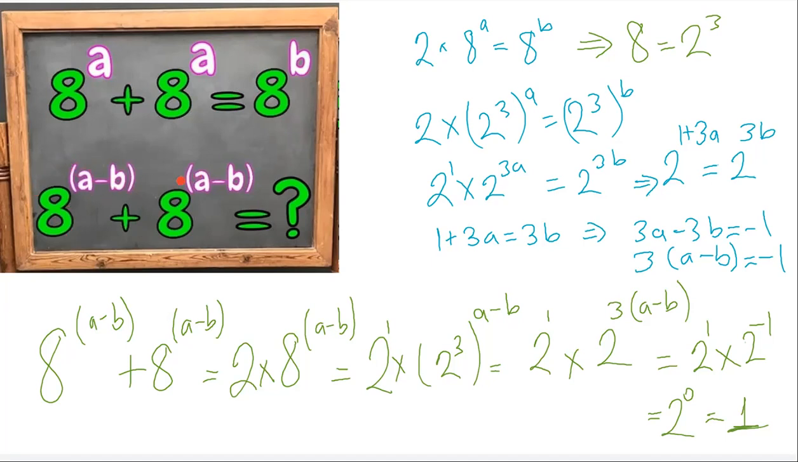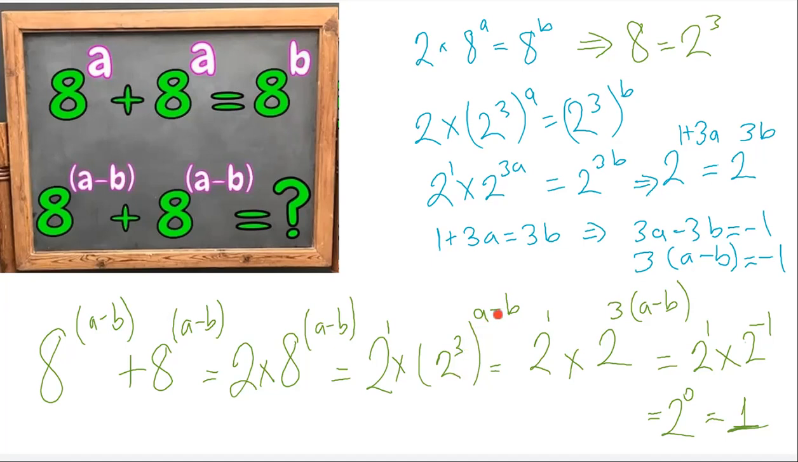Again, look, these two terms are equal. If you call this, let's say, banana, this is also banana. So banana plus banana is 2 banana. So 8 power (a minus b) plus 8 power (a minus b) equals 2 times 8 power (a minus b). Now we use the same rule here. Instead of 8, we use 2 power 3 to simplify this expression. So we replace 8 by 2 power 3.